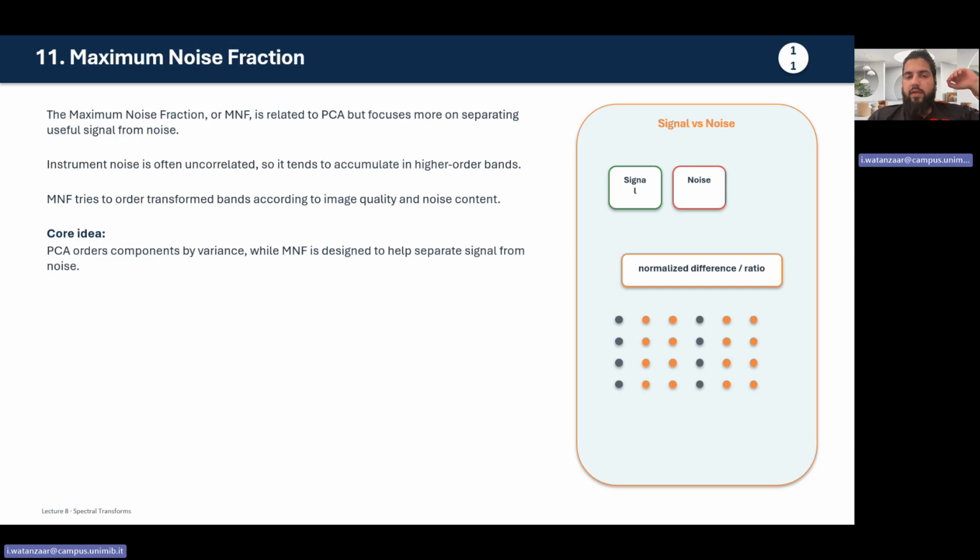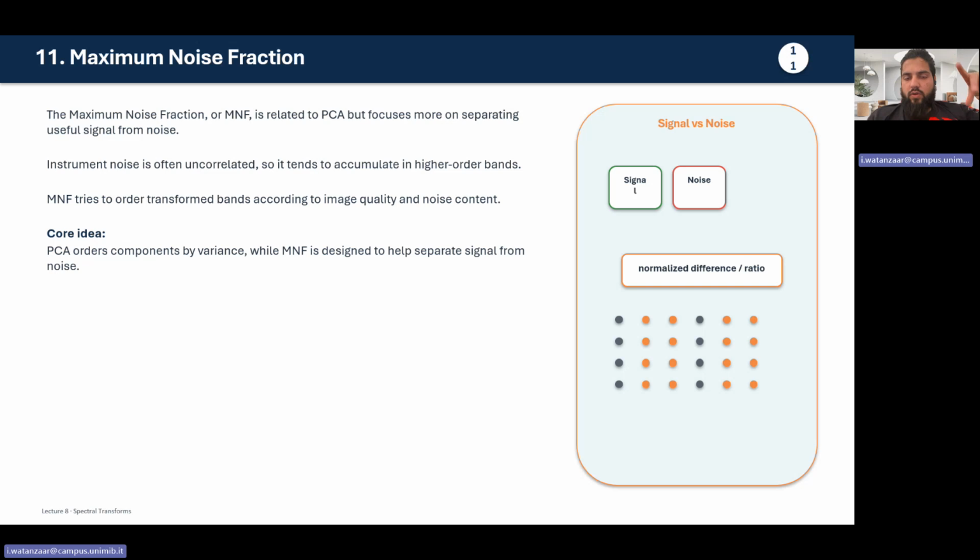We are doing exactly the same, and the instrument noise is often uncorrelated because it's almost negligible, so it tends to accumulate in the higher order bands. It will automatically end up in the higher order components. So it tries to order the transformed bands according to image quality and noise content. That is the main idea of the maximum noise fraction. In the MNF, we keep first those components which have less noise, then the second, third, fourth, fifth, and so on onward.